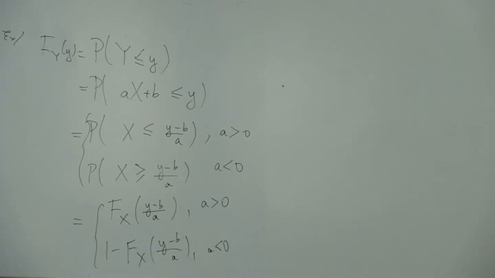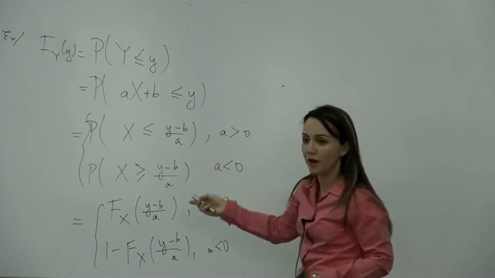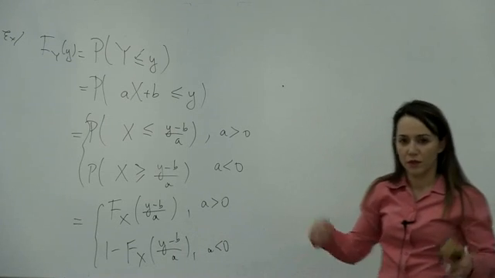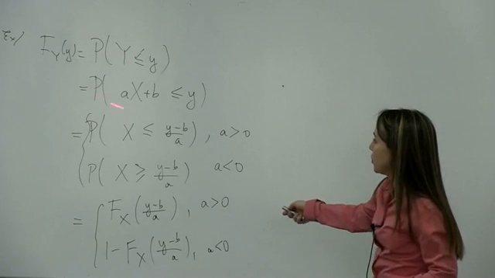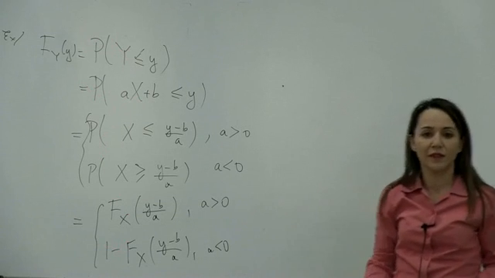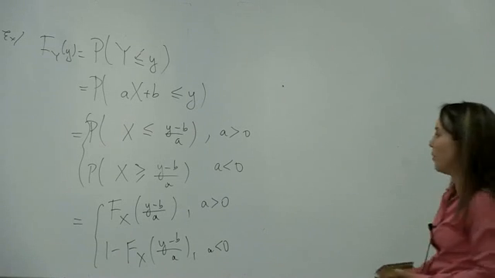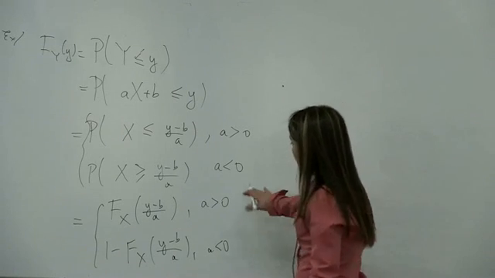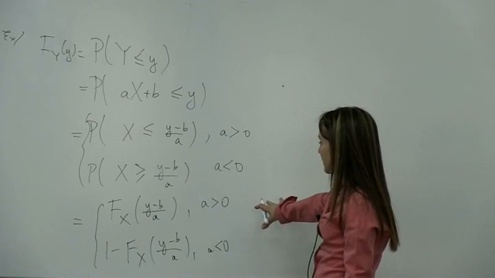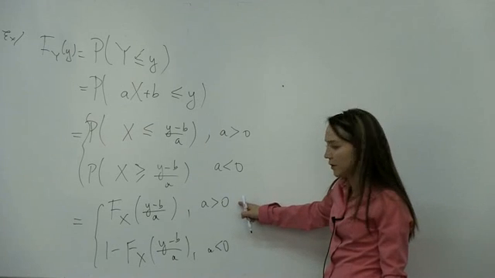What's next in the procedure? Remember, step number 1 was write down the CDF of Y. Step number 2, evaluate it in terms of the CDF of X. Step number 3 is, if Y is continuous, differentiate to get the PDF of Y. Well, can I differentiate this? Is this differentiable?